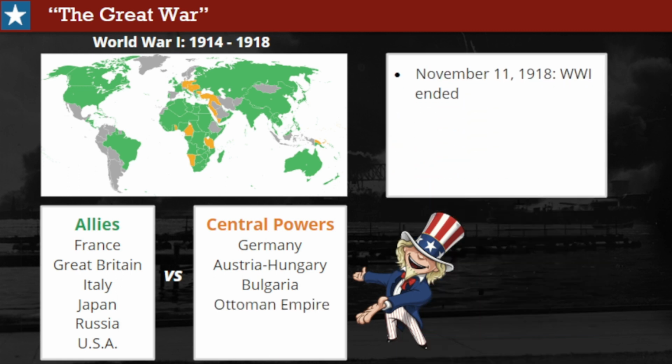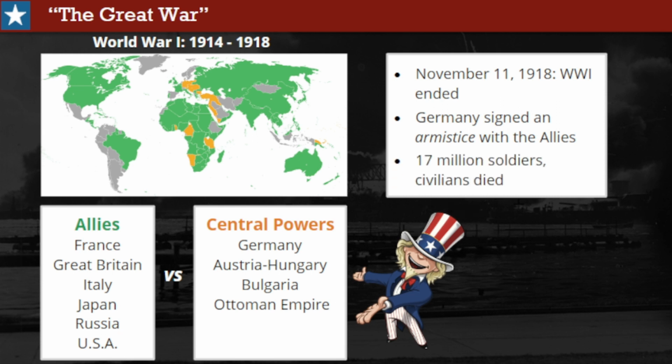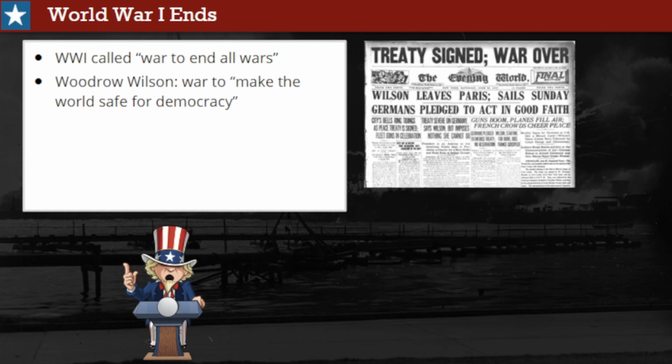On November 11, 1918, the world's bloodiest war up until that point ended when Germany signed an armistice, a peace agreement with the Allies. As many as 17 million soldiers and civilians died in more than 4 years of fighting. At the time, World War I had been called the war to end all wars. America's President Woodrow Wilson had called it a war to make the world safe for democracy. Of course, neither of these claims proved to be true.